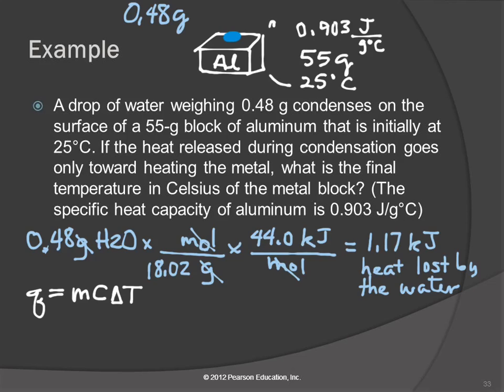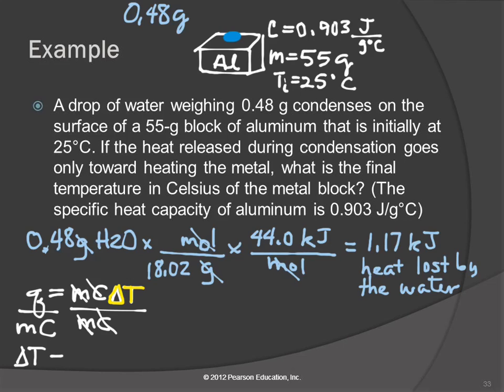So 0.903, that's the specific heat capacity, that's C. 55 grams is the mass. And 25 degrees is the initial temperature. The problem is asking us, what's the final temperature? Well, if we know the initial temperature and we calculate the difference, then we could figure out what the final temperature is, right? So let's take this equation, and we want to find the change in temperature. So I'm going to rearrange this. I'm going to divide by MC to make those go away. And then over here, I'm going to divide by MC. And so now I have an equation that says the change in temperature is equal to Q divided by the mass times the specific heat capacity.